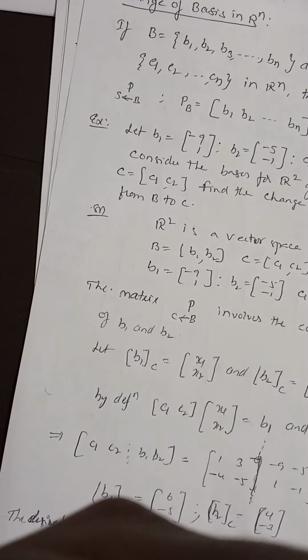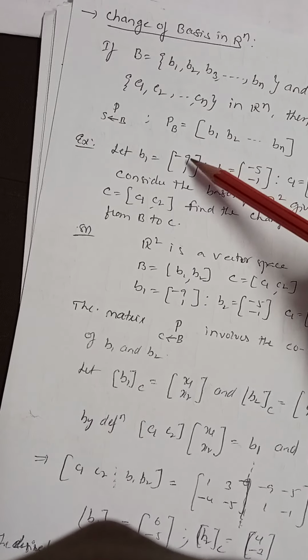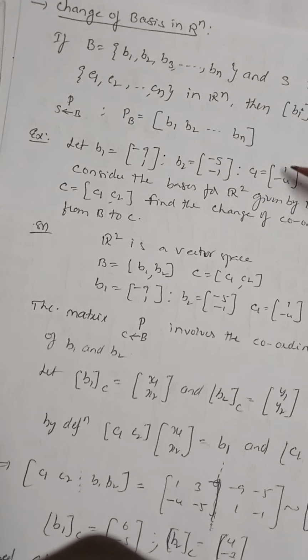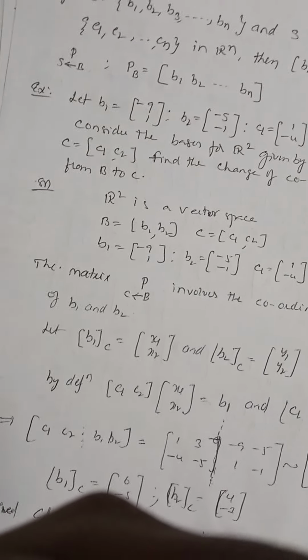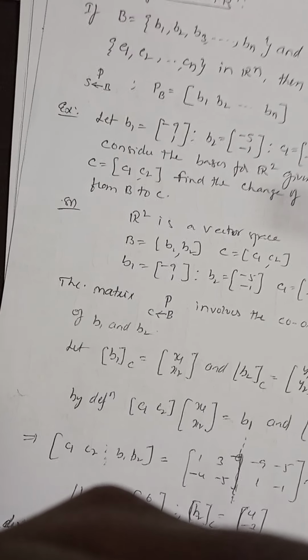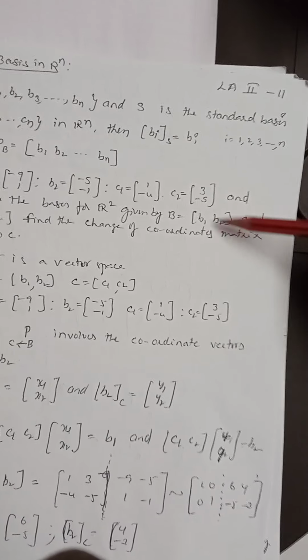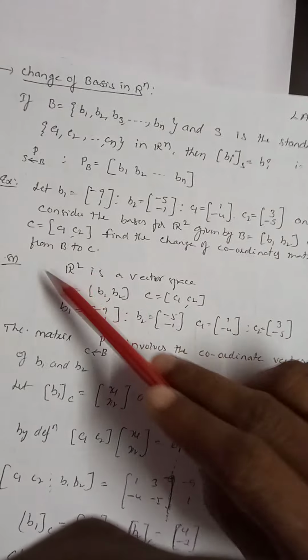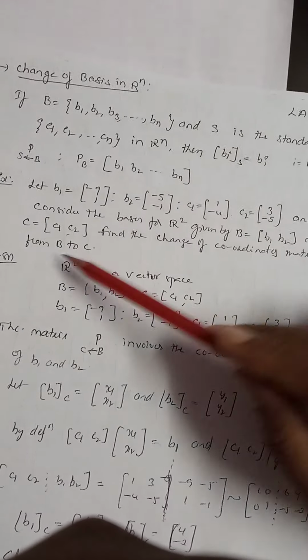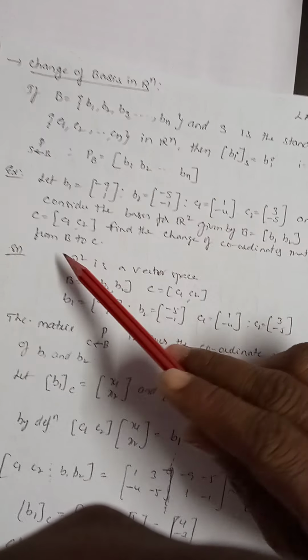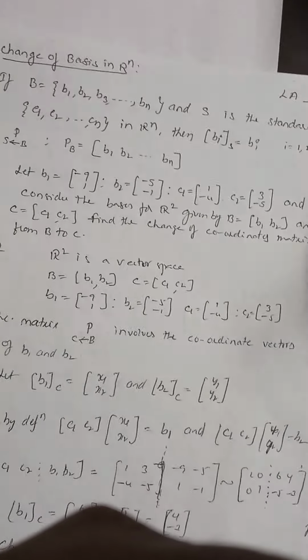Now, example. Let b1 be the matrix (-9, 1), b2 the matrix (-5, -1), c1 equal to (1, -4), c2 equal to (3, -5). Consider the bases for R square given by B equal to {b1, b2}, which is a basis for the vector space R square, and C equal to {c1, c2}, another basis. Find the change of coordinate matrix from B to C. From B to C we have to find.